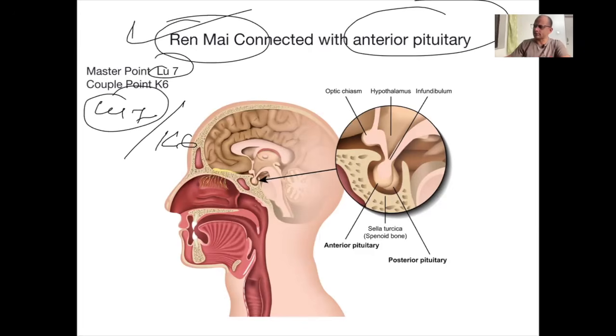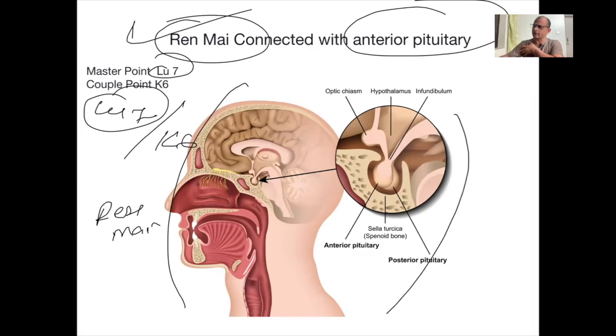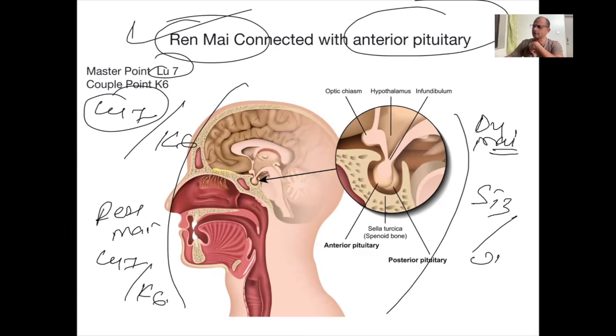और हमने ये समझा था कि anterior pituitary is very important. So the Ren Mai is having connection with the anterior pituitary and the Du Mai is having connection with the posterior pituitary. So the Ren Mai, the master point is lung 7 with the couple point kidney 6, and the Du Mai master point is SI3 with a couple point urinary bladder 62.